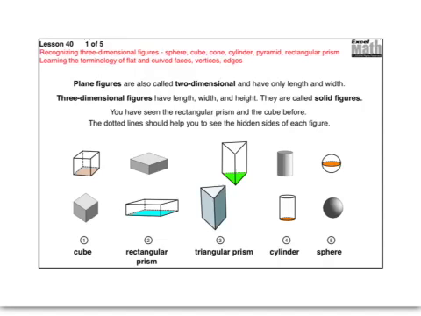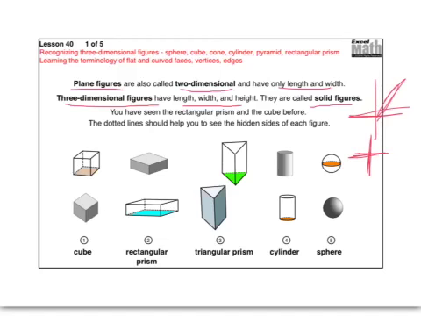So plane figures, I'm reading up here, plane figures are also called two-dimensional and have only length and width. They only go this way and this way, basically. I mean, they can go that way too, but that's called two-dimensional. Three-dimensional figures have length, width, and height. They are also called solid figures. So that's something that goes this way, and then it also goes back. I can't really draw it on the paper, but it goes toward you and away from you. That's a solid figure.